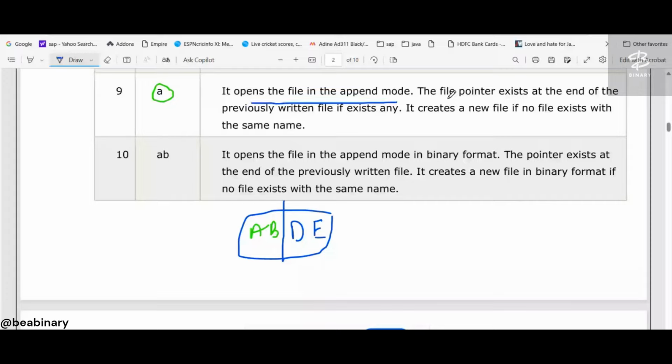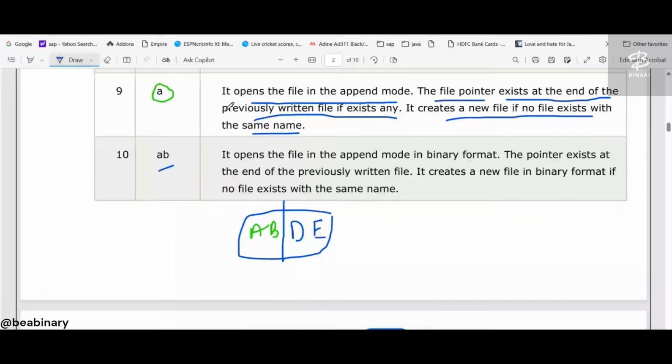The file pointer, I already told you, is the cursor. The file pointer exists at the end of the previously written file, if it exists. It creates a new file if no file exists with the same name. As I already told you, if the file already exists, it will open that file. If that particular file does not exist in your computer, then a new file would be created with blank data. Okay. And again, AB for binary mode. Again, it appends to the file, but working on a binary file.